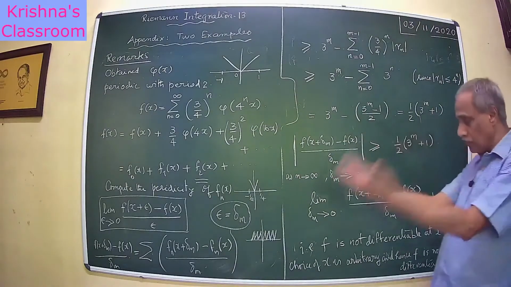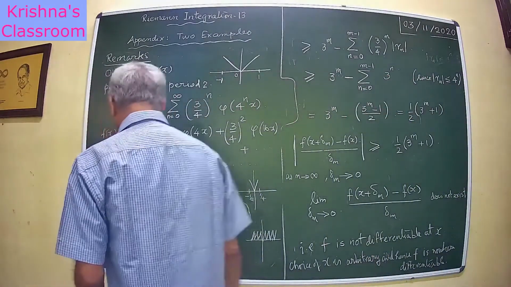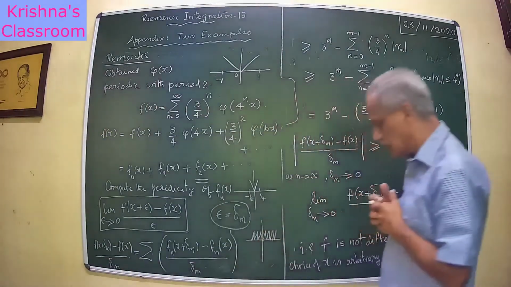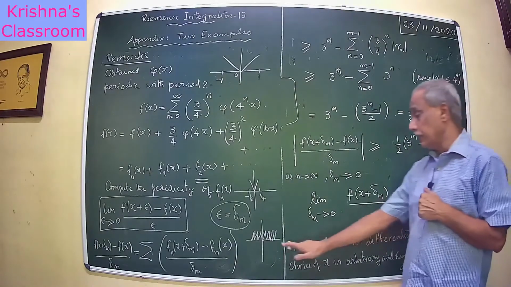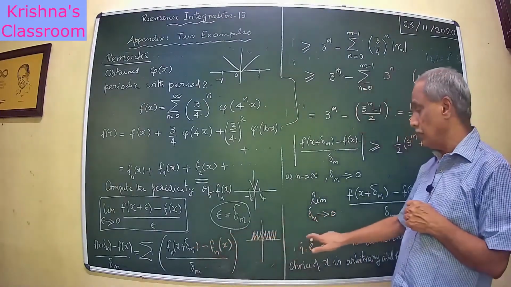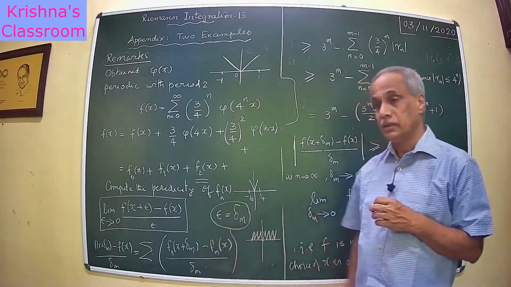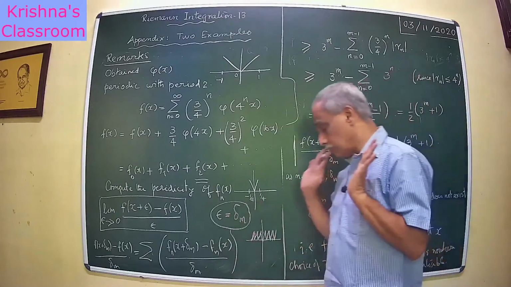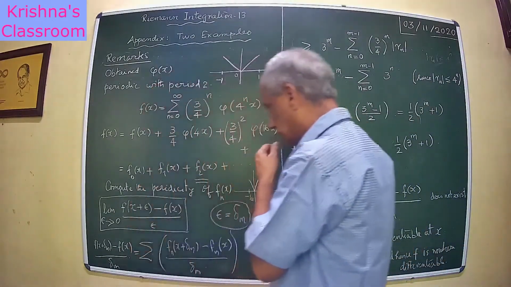And now it is the sum of these functions which eventually we are not able to draw, but what we understand is that as n gets larger and larger, the points of non-differentiability will be spreading all over from minus infinity to plus infinity. That's the important observation that we make.